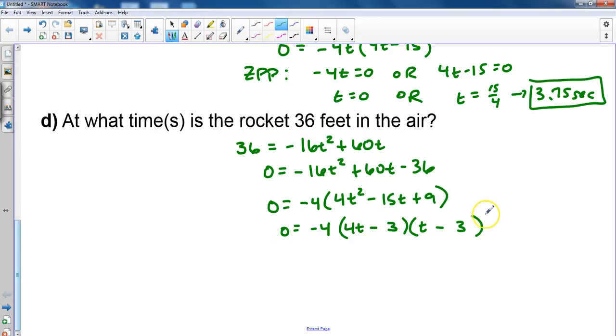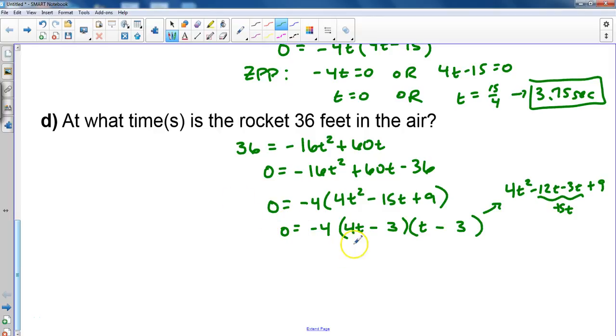And let's double check to make sure. The way that we double check is to just multiply it out. So first, outer is going to be minus 12t. Inner is going to be minus 3t. Last is going to be plus 9. This will give us our negative 15t that we need in the middle, so that factors correctly.